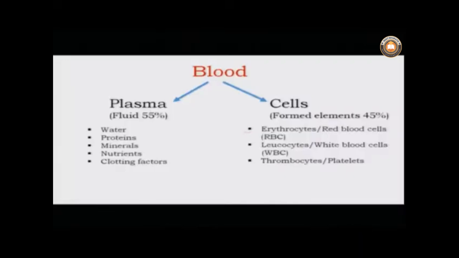What about the cells? What kind of cells are there in the blood? In the blood you can see that there are erythrocytes, which are called red blood cells or RBCs in short. Then there are the leukocytes, which are also known as white blood cells or WBCs in short. And lastly, there are the thrombocytes, which are also known as platelets. Today we are going to learn about each of these constituents of blood, namely the plasma as well as each of the cell types that we have listed here, and we will understand what is the function of each and every component of the blood.